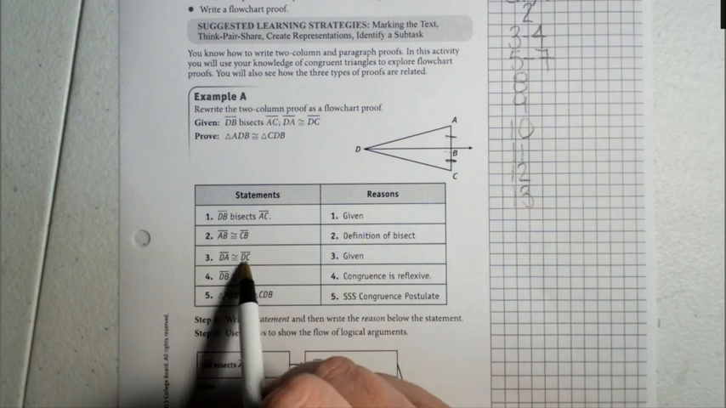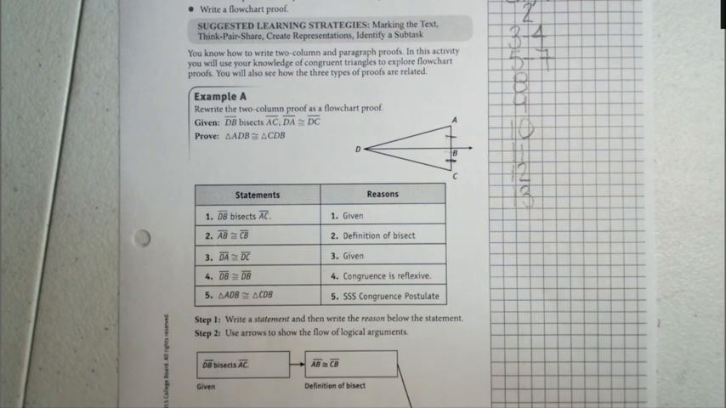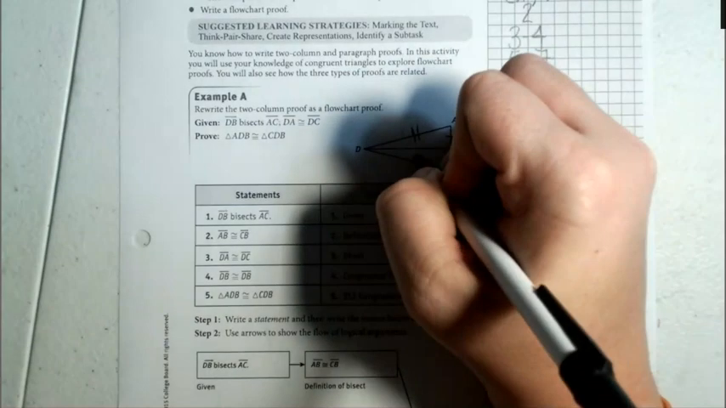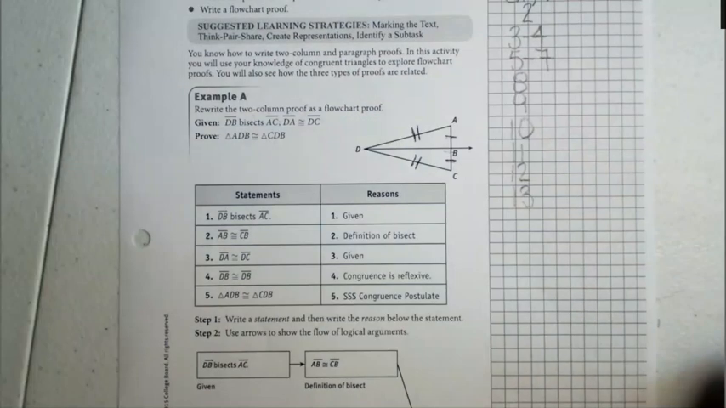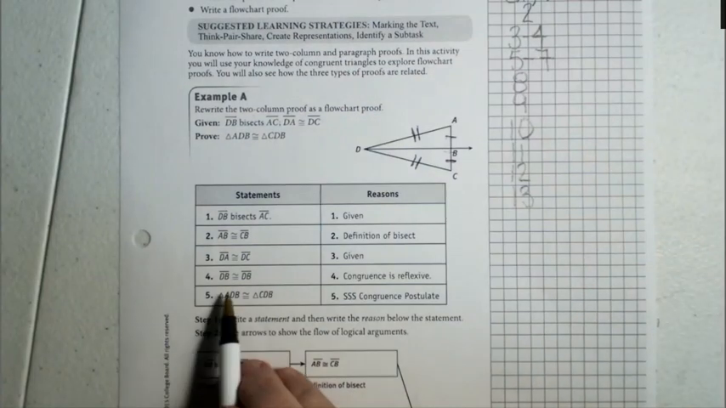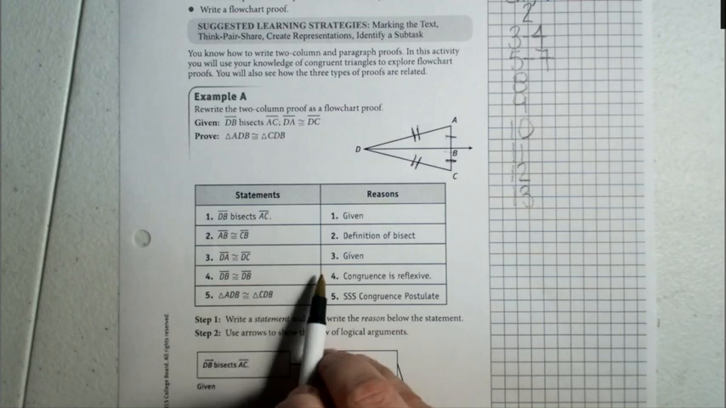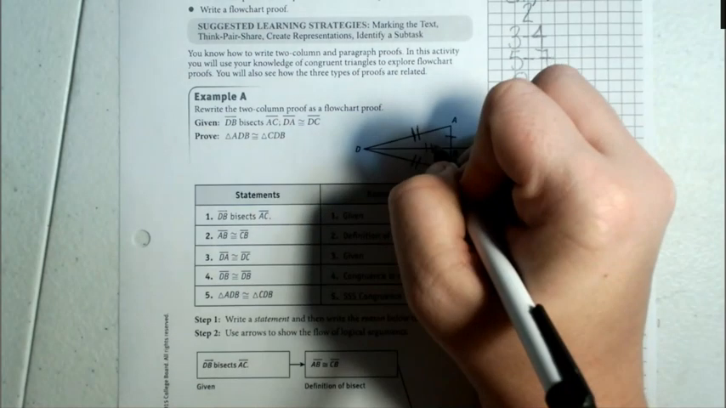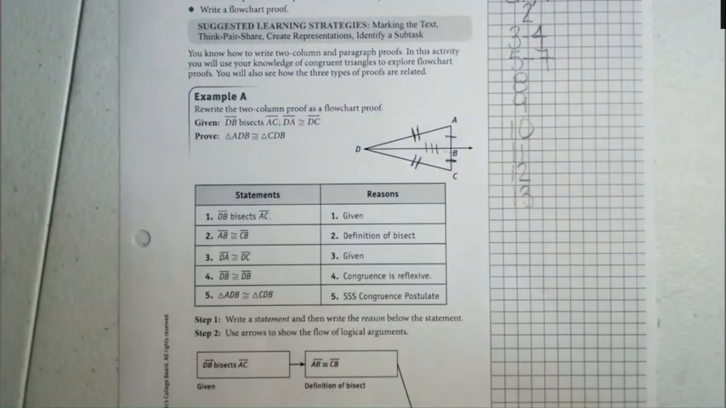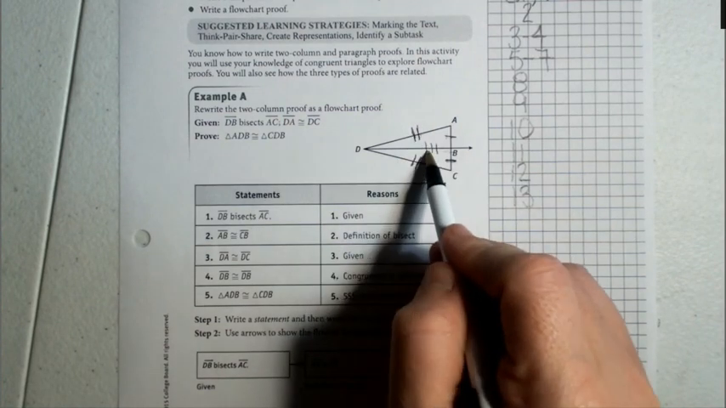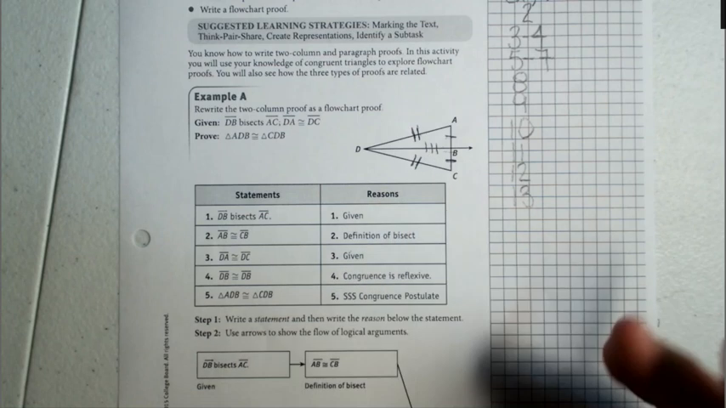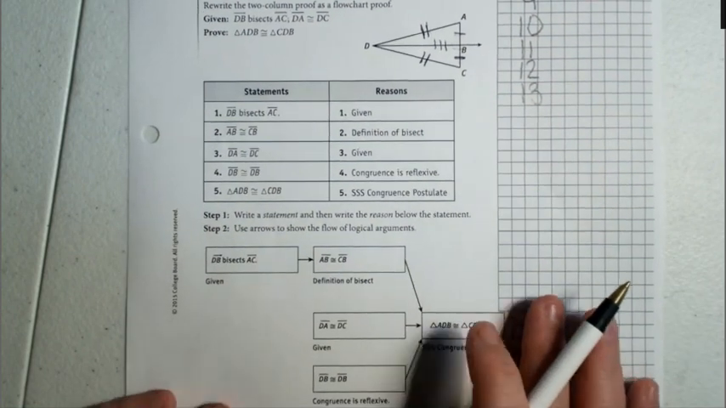The next thing they listed was DA was congruent to DC. That was given. So we know that DA is congruent to DC, so that proves that these two sides are congruent. And then the next thing they state is DB is congruent to DB. That means the reflexive property. One thing is congruent to itself. And so by side-side-side, we can prove that these 2 triangles are congruent.